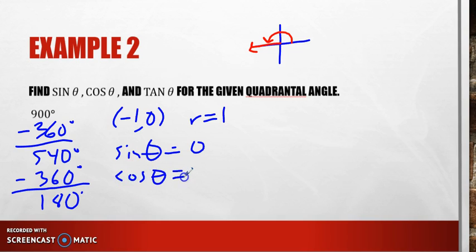Cosine is x divided by r. This time my x value is -1, and I'm dividing by 1, so -1 over 1 is -1. And the last one is tangent of theta. So the rule for tangent is y divided by x. So 0 divided by anything is equal to 0.